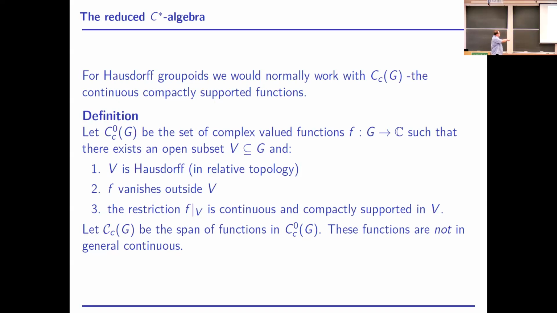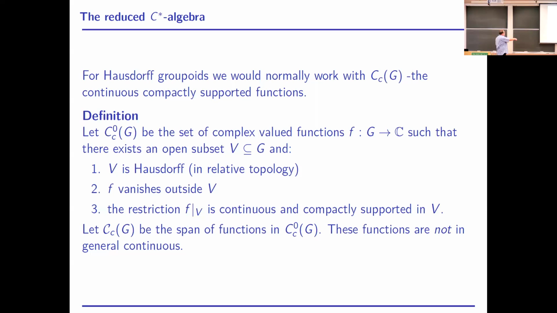So for Hausdorff groupoids, we'd normally work with the continuous compactly supported functions on G. But as I mentioned, when you take the product of those functions with convolution, you don't necessarily get back something continuous, so it's not closed. So we introduce this sort of relaxation, and we take advantage of the fact that we've got a lot of open Hausdorff spaces running around.